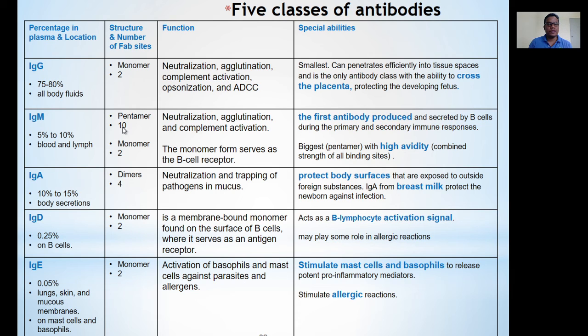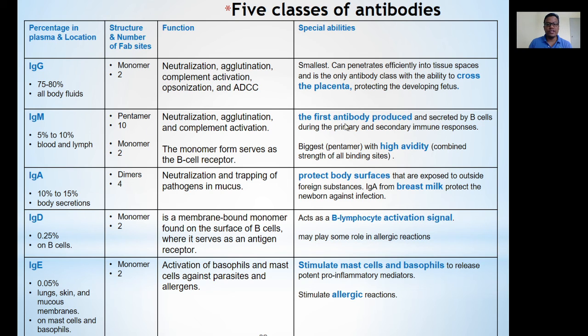Second, IgM. IgM can be found in a pentamer form, where 5 monomers attach to become one molecule of pentamer. So IgM functions in neutralization, agglutination, especially in agglutination, because the pentamer is very efficient in performing agglutination, and also complement activation. They also exist in monomer form. The monomer form serves as the B cell receptor on the B cell surface.